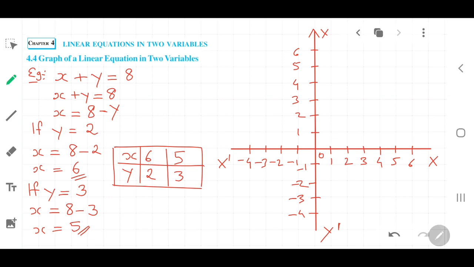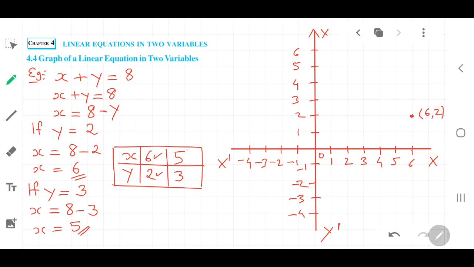Check the first one, x 6 and y 2. So from 0 you check where is 6. So 6 we got here. Okay, and y is 2, so it will come here. So that is the coordinate. You put one dot here. Okay, and here in bracket you can write 6 and 2. Always you remember, the first value will be of x axis and the second is of y axis.